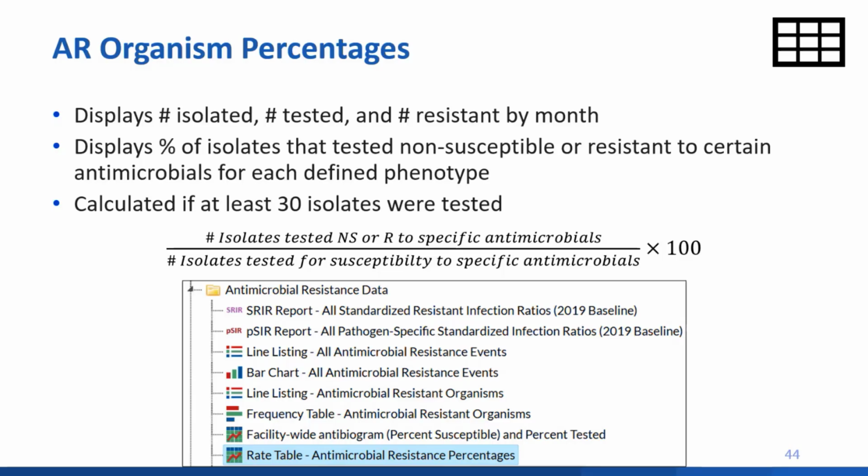The percentage is calculated only if at least 30 isolates were tested, similar to the Antibiogram report or the percent susceptible. The formula is listed on this slide, and it's the number of isolates that tested non-susceptible or resistant to specific antimicrobials in that phenotype definition, divided by the total number of isolates tested for susceptibility to those specific antimicrobials in the phenotype definition, times 100.